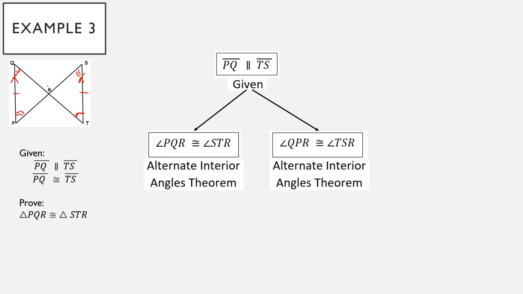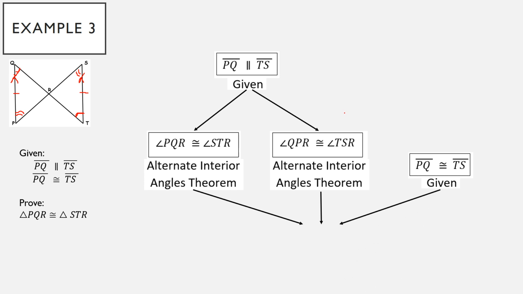So I've got two angles already. What else did I know? Well, I was given that PQ was congruent to TS. So I've got angle, side, angle. And so now I have my final conclusion, that triangle PQR is congruent to triangle STR. And why is that? Angle, side, angle. And here is our final proof.